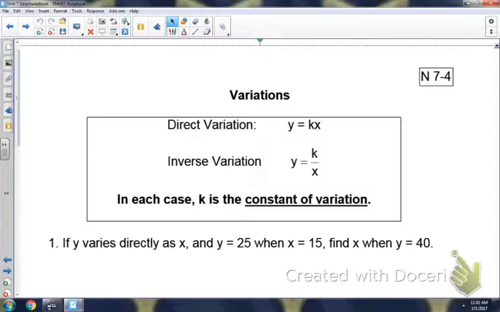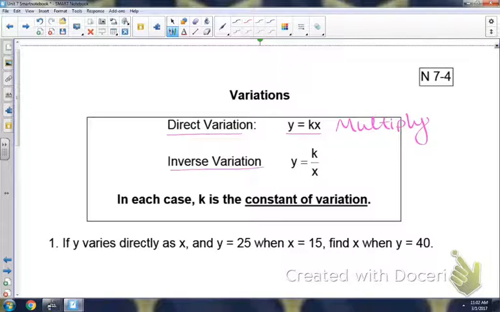Note 7.4, we're going to be looking at direct and inverse variation. Whenever you have direct variation, it's y equals k times x. So you will be multiplying anytime it says directly. Inverse variation, if it says varies inversely, you're going to be dividing. You're going to have y equals k divided by x, where k is going to be your constant of variation.